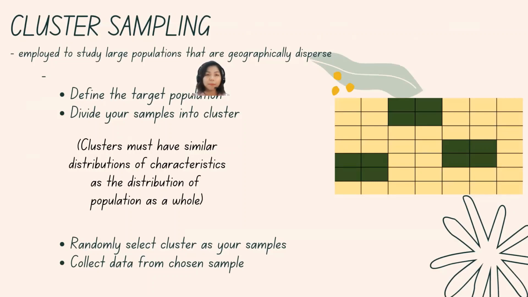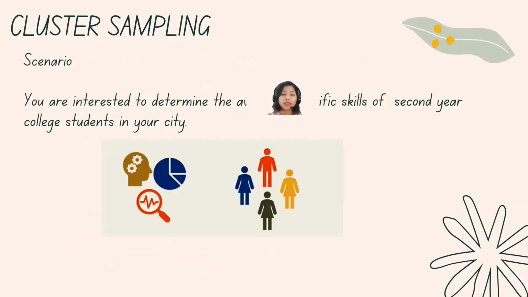So how about cluster sampling? For cluster sampling naman, this is actually employed to study large populations that are geographically diverse. So this is the whole population. We need to create samples because some are located in this area, the others are in another specific location. So first thing is we need to define the target population. And we need to divide the samples into clusters, which means each cluster should have similar distribution of characteristics as the population as a whole. Actually, it should be representative again. And then randomly select clusters as your samples and collect data from the chosen sample.